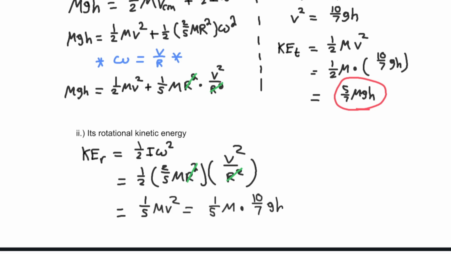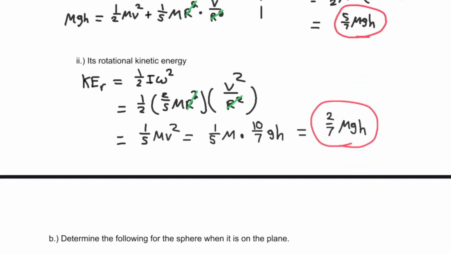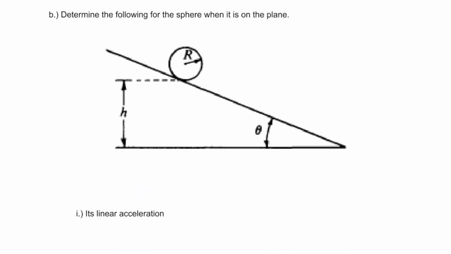7 times gh, and oh wow, what a surprise. The 10 and a 5 make a 2 on top, so we get 2/7 mgh. So you could have just subtracted it from the original, because energy's conserved. So notice that the kinetic of translation plus the kinetic of rotation does in fact equal our starting energy. Now for some dynamics.